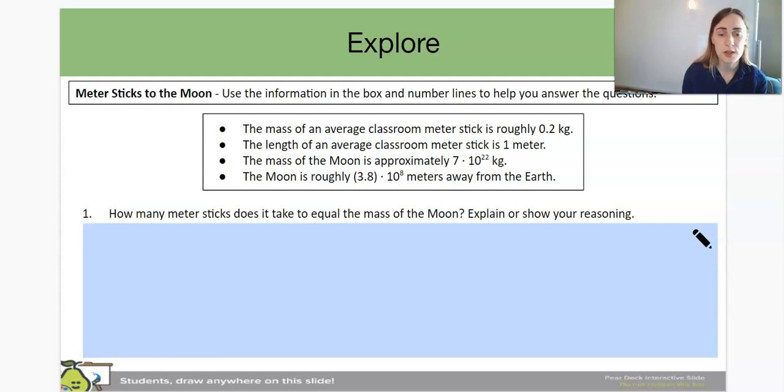The mass of the moon is approximately 7 times 10 to the 22nd power kilograms. The moon is roughly 3 8/10 times 10 to the 8th power meters away from Earth. How many meter sticks does it take to equal the mass of the moon? Show or explain your reasoning.